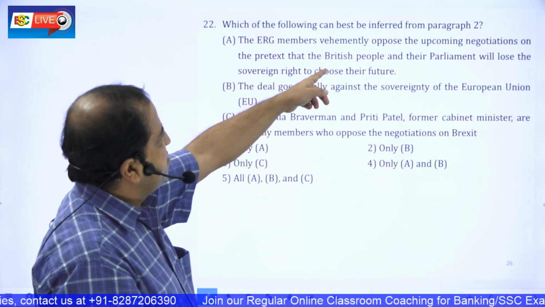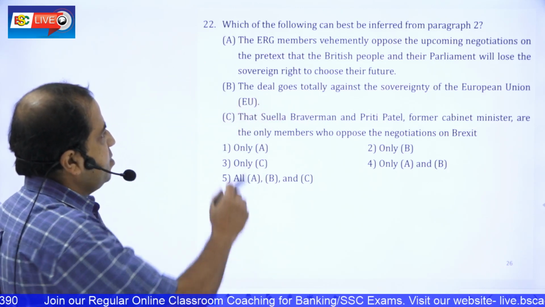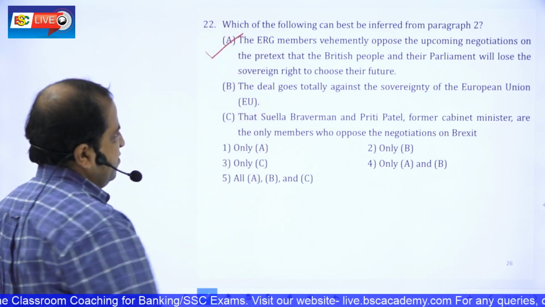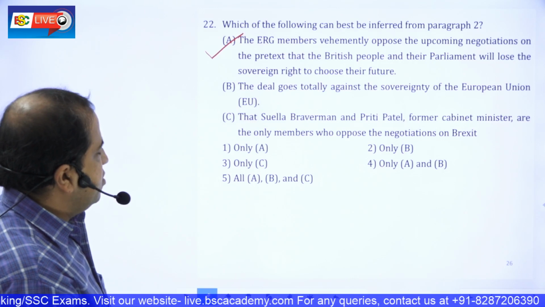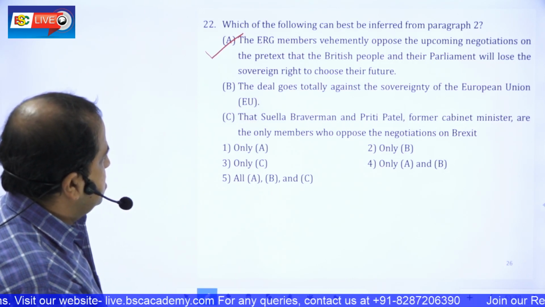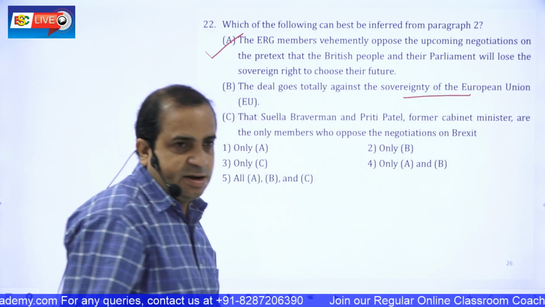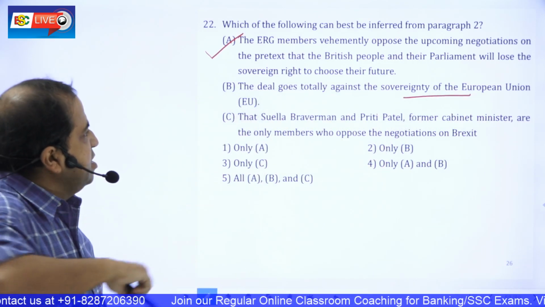The ERG members vehemently oppose the upcoming negotiations on the pretext that the British people and their parliament will lose the sovereign right to choose their future. So this is being inferred. The deal goes totally against the sovereignty of the European Union. Now, we are talking about the sovereignty of Britain, not the sovereignty of the European Union.